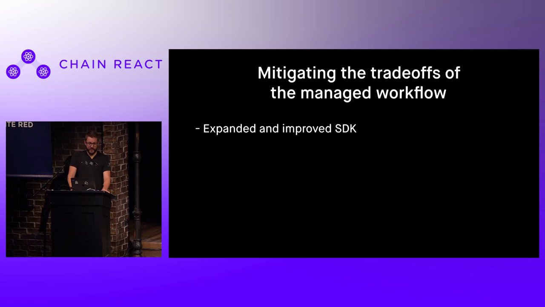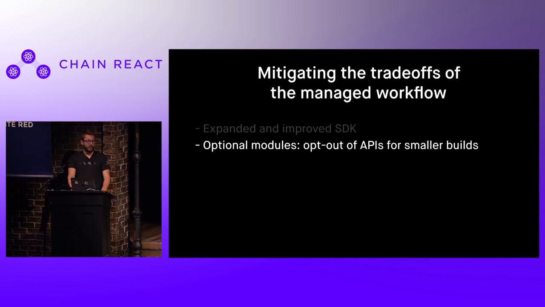So in order to mitigate some of these things, we're of course going to continue expanding and improving on the SDK, so there's less reason that you would need to leave the managed workflow. We actually have this for Android already in testing, and we're working on it soon after that for iOS: the ability to opt out of APIs in the build process, so that rather than having a base size of 13 megabytes for an Android app, you could have a base size of, you know, 5 or 6 megabytes or something like that, because you only include the APIs that you use. Now, we can talk later about some of the trade-offs that come with that, but it's just worth noting.